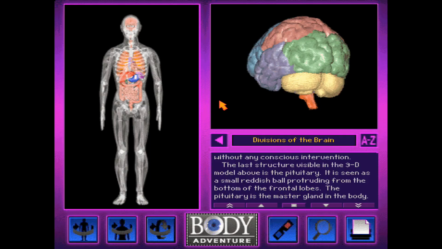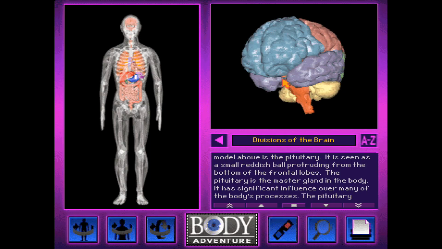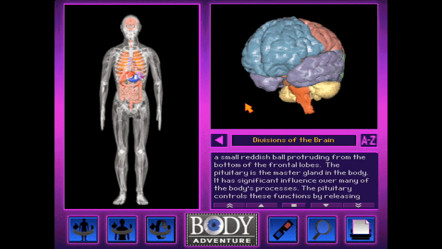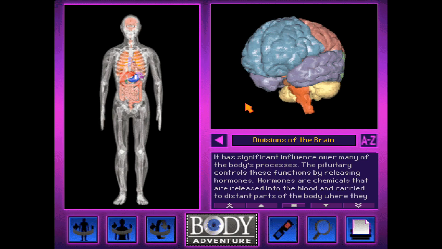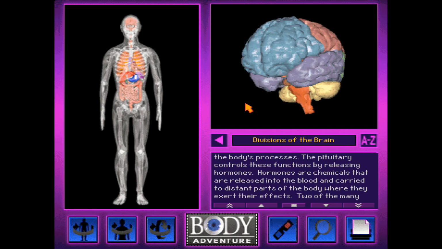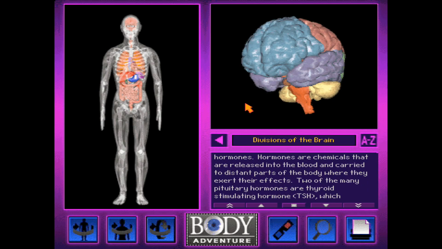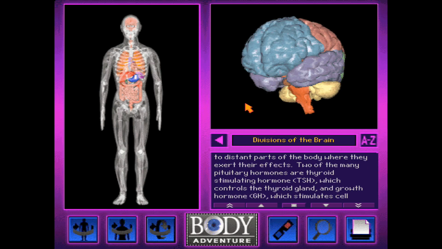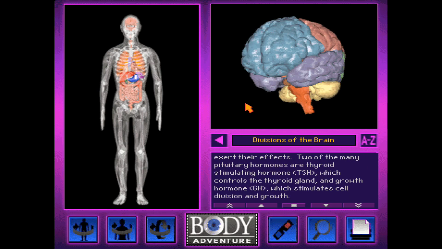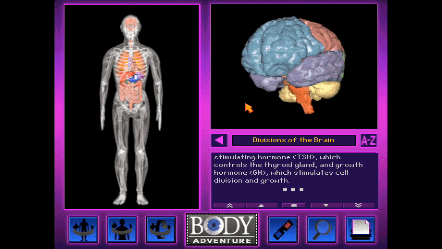The last structure visible in the 3D model above is the pituitary. It is seen as a small reddish ball protruding from the bottom of the frontal lobes. The pituitary is the master gland in the body. It has significant influence over many of the body's processes. The pituitary controls these functions by releasing hormones. Hormones are chemicals that are released into the blood and carried to distant parts of the body where they exert their effects. 2 of the many pituitary hormones are thyroid-stimulating hormone, which controls the thyroid gland, and growth hormone, which stimulates cell division and growth.